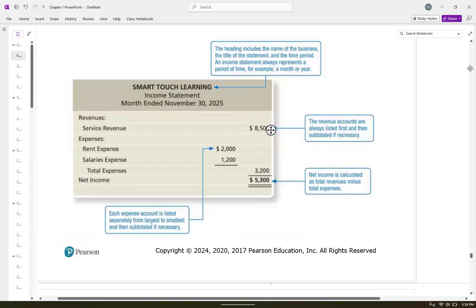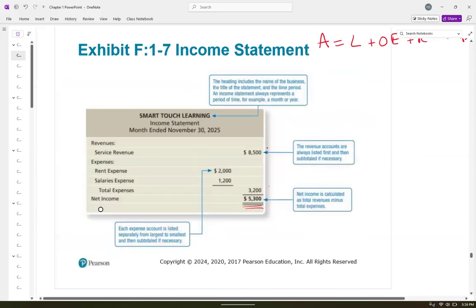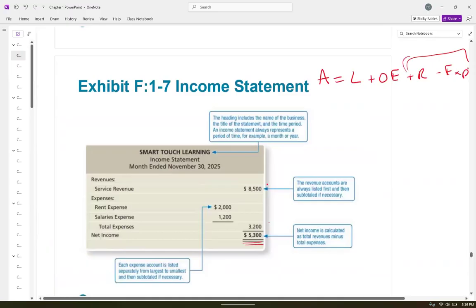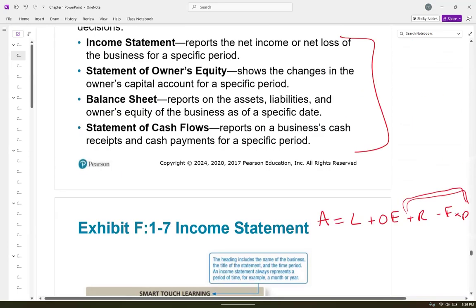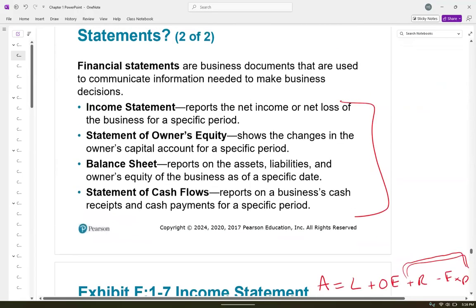We ended up with net income of 5,300 because we had more revenues than we had expenses. If we'd had more expenses than revenues, we would have had a net loss. So our income statement only has revenues and expenses in it. The next statement is the statement of owner's equity. If you think about it, the statement of owner's equity sort of bridges the gap between the income statement and the balance sheet.